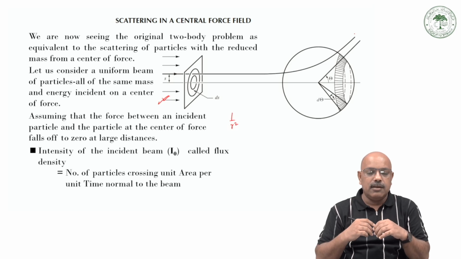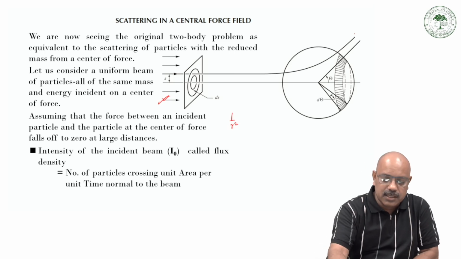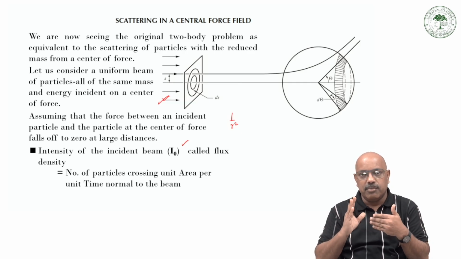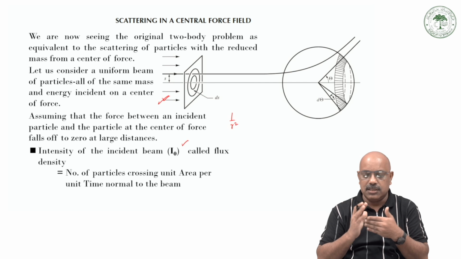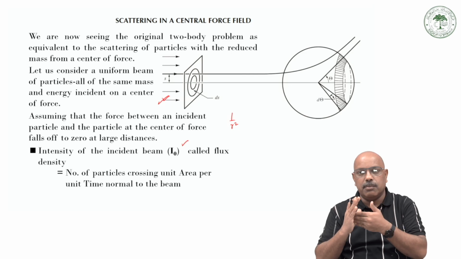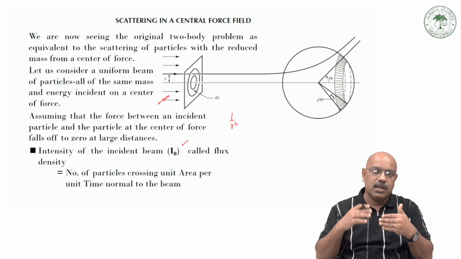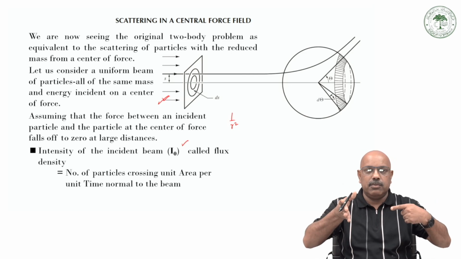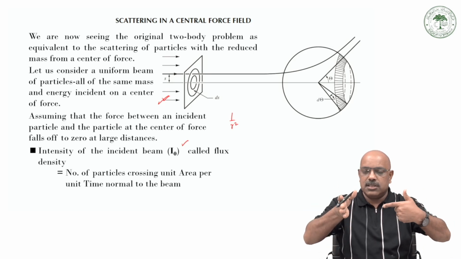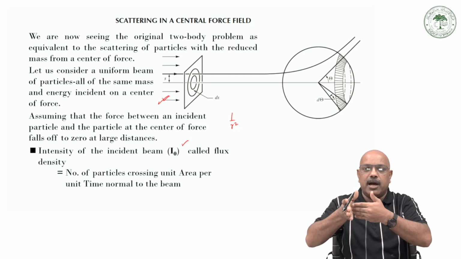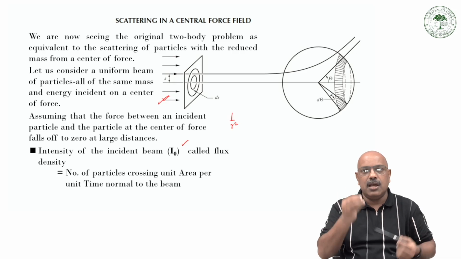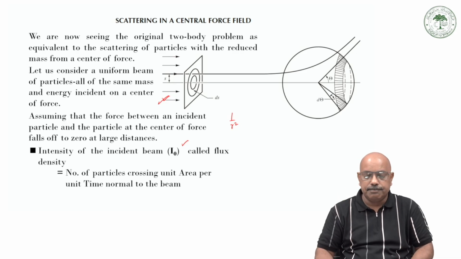Next we define the intensity of the incident beam, I naught, as the number of particles passing through a perpendicular area per unit time per unit area. That is, the number of particles crossing per unit area per unit time normal to the beam. If the beam is coming and I have an area perpendicular to it, not tilted like this, then the number of particles hitting and passing through this perpendicular area per unit time is the intensity, or the incident flux.